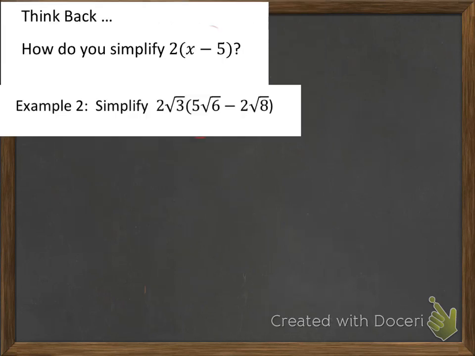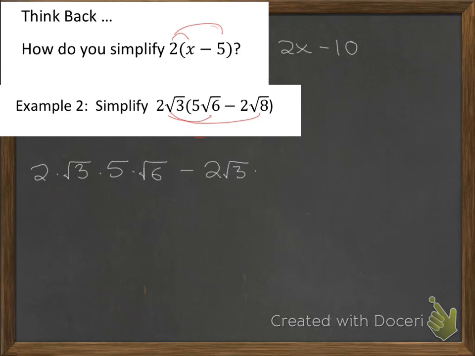Alright, so think back to a previous algebra class: how would you simplify 2 times the quantity x minus 5? Well, we had to use what is called the distributive property. So we'd have 2 times x is 2x, 2 times negative 5 is negative 10. We're going to do the exact same thing here in example 2, although, as you can see, we have not just a variable and some numbers, we have some radicals going on. So we're going to have 2 times the square root of 3 times 5 times the square root of 6 minus 2 square root of 3 times 2 times the square root of 8.